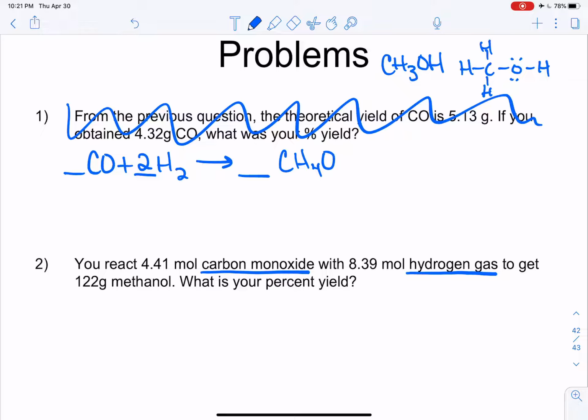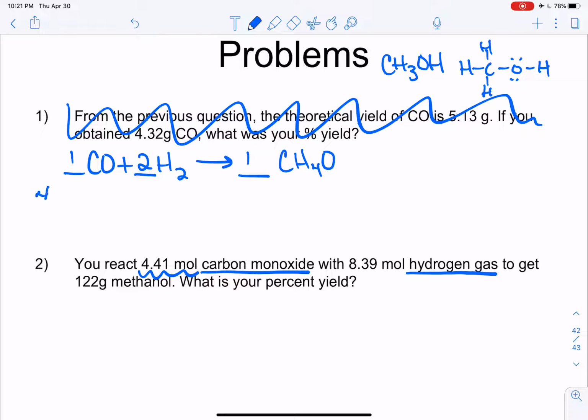So we don't need to put anything in the coefficient slot for that, but you can put 1s there if you need them. Okay, so now we need to find the limiting reactant and the excess reactant and figure out what our theoretical yield is. So we're going to start with our first reactant.